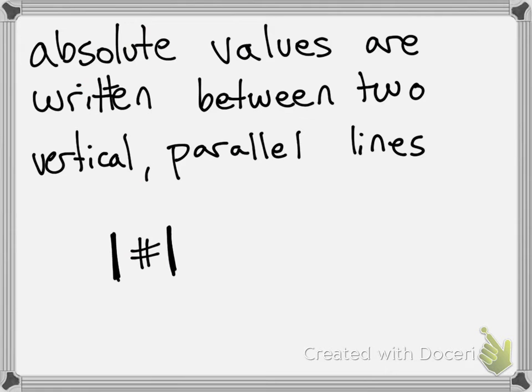Absolute values are written between 2 vertical parallel lines. Vertical means up and down, and parallel just means that they are on the same wavelength. I don't know how to explain it better. These are parallel, and if we had it like this, that would be perpendicular. Parallel, they never touch. Perpendicular, they touch like that. Parallel, perpendicular.